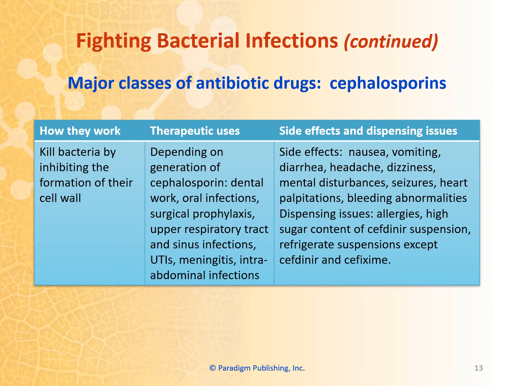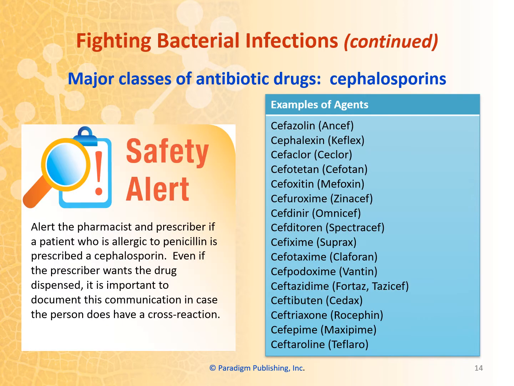Cephalosporins. They kill bacteria by inhibiting the formation of the cell wall as well. They have a similar action to penicillin, but they differ in their antibacterial spectrum, resistance to beta-lactamase, and pharmacokinetics. Here's some examples of common cephalosporins: cefazolin, Keflex, cefaclor. These are ones that you'll see both in a hospital setting and a retail setting.